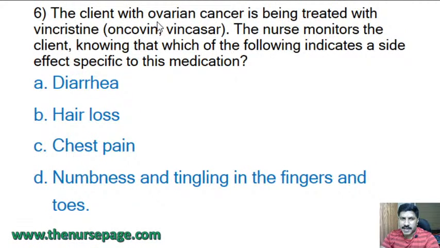Next question. The client with ovarian cancer is being treated with vincristine, that is chemotherapy. The nurse monitors the client knowing that which of the following indicates a side effect specific to the medication: diarrhea, hair loss, chest pain, or numbness and tingling in the fingers and toes.